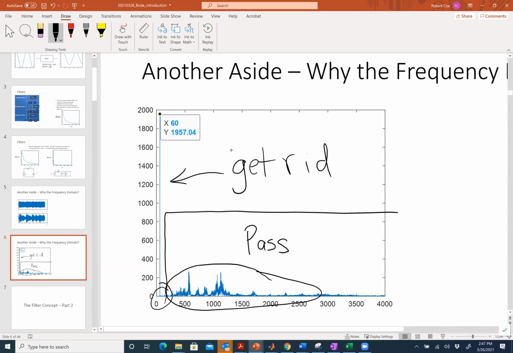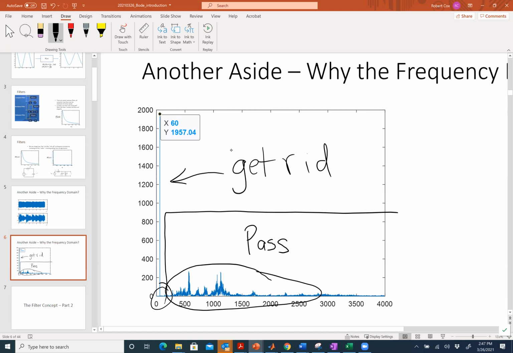Okay, makes sense. All right, that's the whole idea of what we're doing when we do filters, is we're trying to get rid of the things we don't want and try to keep the things that we do without screwing up the signal. And you can screw it up if you do your filtering wrong.